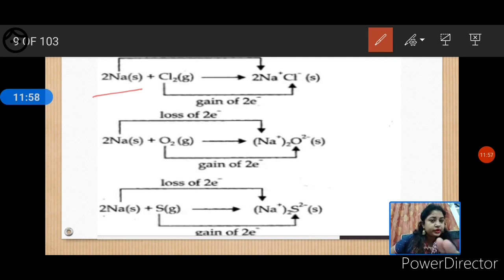Here 2 sodium atoms and 1 chlorine molecule are reacting, so 2 NaCl is being formed. In chlorine you can see how the gain of electron is occurring. Like this, other reactions are also there. Children, you will understand this more nicely when we study the oxidation number. Then it will be more clear to you. So if it is necessary, I will come back again here to show you loss and gain of electrons. Let's proceed to the next topic.